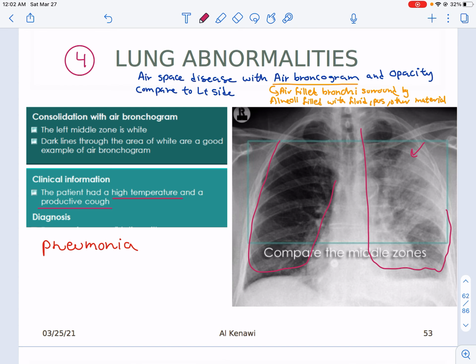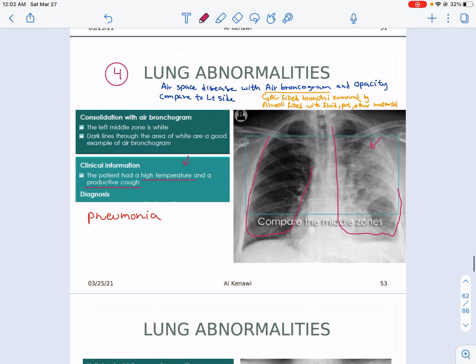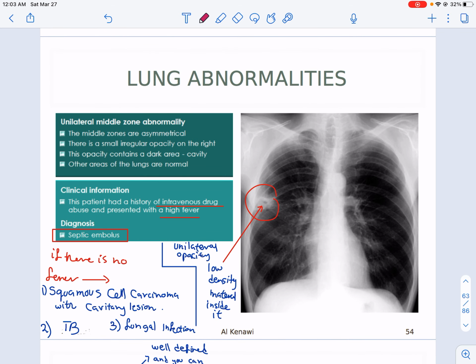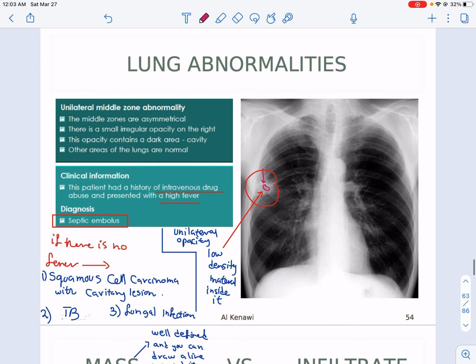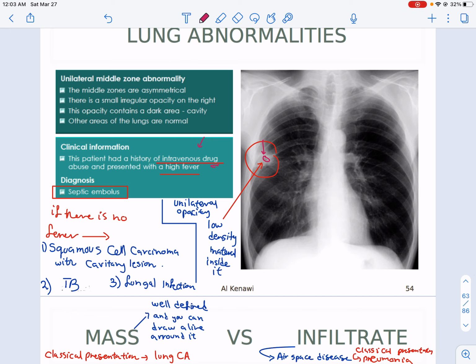But actually it's more important to know the history. With the picture this is straight away pneumonia, because if we got a picture like this, for example, this picture is a unilateral opacity. Okay. And in the middle, if you see this dark spot, this is low intensity, this is straight away, if the patient has a history of intravenous drug use and high fever, we will say septic emboli. Okay, as we see here. Now if the patient didn't tell us the patient has a fever, what could the differential diagnosis be? We could say the patient has squamous cell carcinoma, this is the first differential. We could say the patient has TB or fungal infection. Okay. So here the key word is that the patient has a fever.